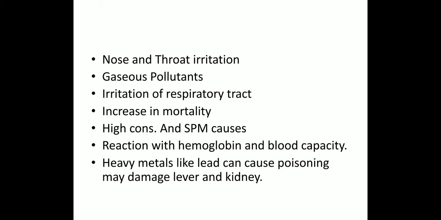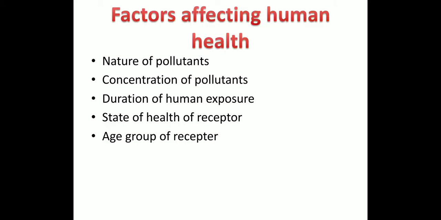So these all are the common effects of pollutants on humans, or we can say air pollution effects on humans. Now, what are the main factors affecting human health? This is also very important to know. Factors affecting human health. First, nature of pollutants. Nature of pollutant is a main thing affecting humans. Then second point, concentration of pollutants. So concentration of pollutants is also important.